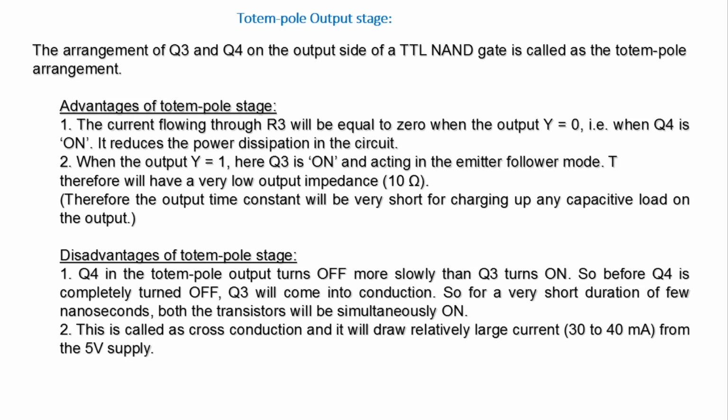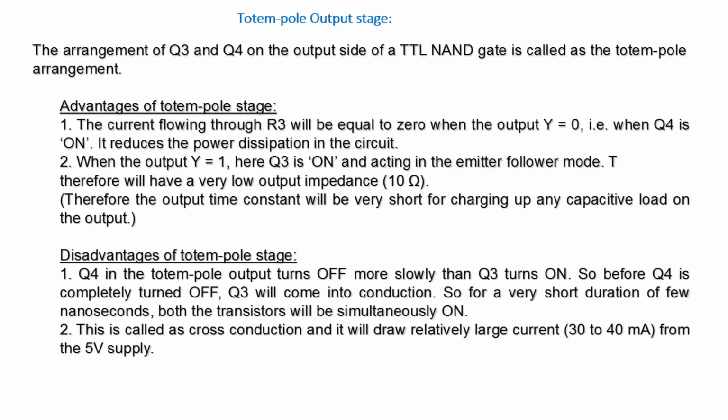Totem pole output stage. The arrangement of Q3 and Q4 on the output side of the TTL NAND gate is called the totem pole arrangement. So now, what are the advantages of the totem pole stage? First, the current flowing through R3 will be equal to 0 when the output Y equals 0, that is, when Q4 is on. It reduces the power dissipation in the circuit.